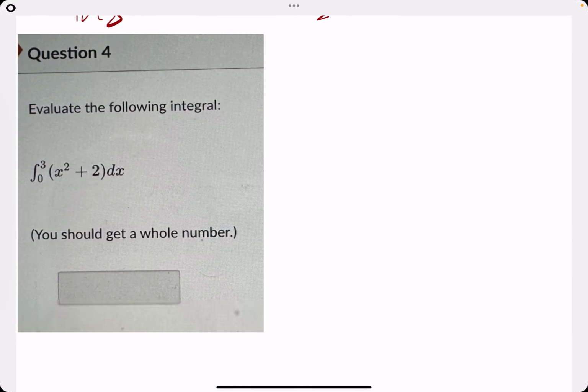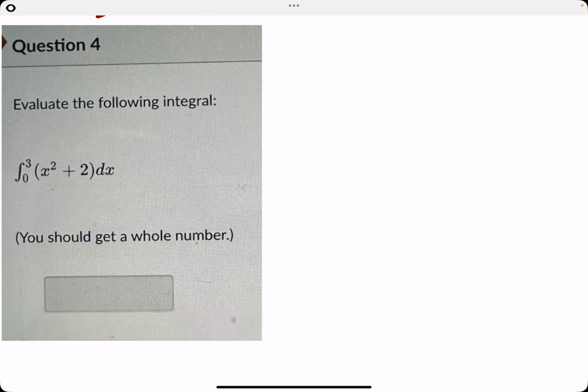Let's go to number 4. Evaluate the integral. So antiderivative, and then we'll evaluate from 0 to 3. So add a power, divide by that new number.